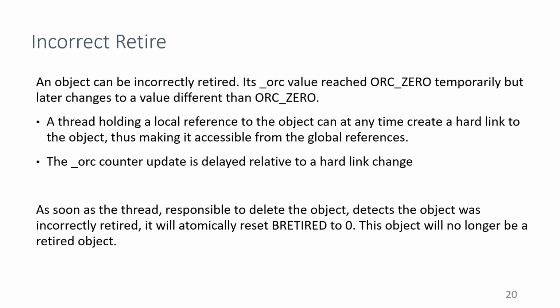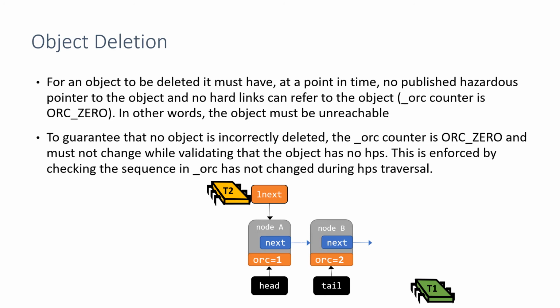As soon as the thread responsible to delete the object detects the object was incorrectly retired, so its _orc is no longer zero, it must atomically reset the be retired bit to 0. This will make the object no longer a retired object. An object can be incorrectly retired, but never incorrectly deleted. For an object to be deleted, it must have, at a point in time, no published hazard pointers to the object and no hard links can refer to the object. In other words, the object must be unreachable.